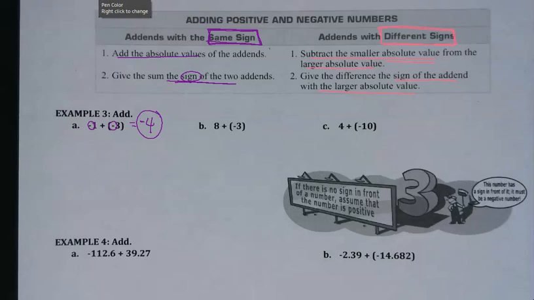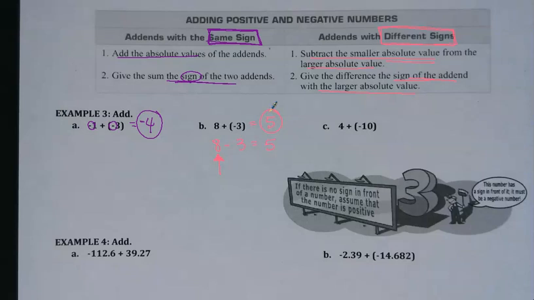Okay, with the addends of different signs, B and C. It says subtract the smaller absolute value from the larger absolute value. Here the absolute value is 8, and this one is 3. So 8 minus 3 equals 5. Then we give the difference the sign of the addend with the larger absolute value. The 8 has the larger absolute value, and it's a positive. So this equals positive 5.